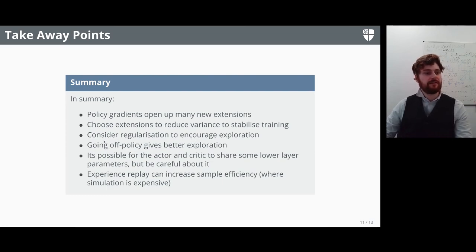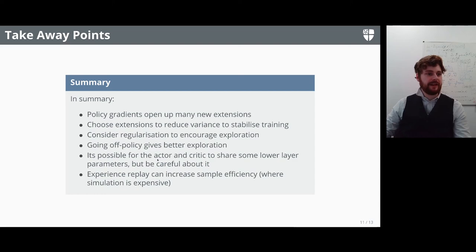Going off-policy gives better exploration. So if we're just learning on the job all the time, if you remember when we talked about that, there are a few issues with that, like that welder analogy where you're just thrown into this workshop and asked to weld, and there are lots of things that can go wrong there. It's much better if we're able to follow a different policy to the one we're currently considering.